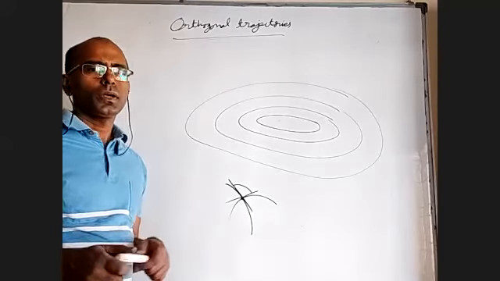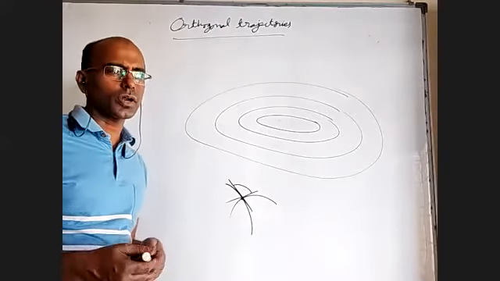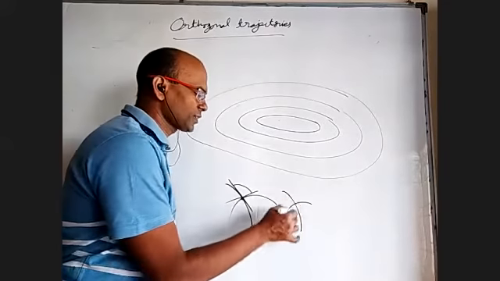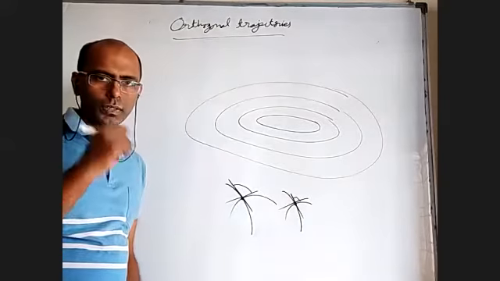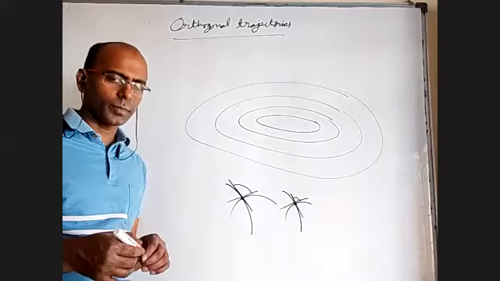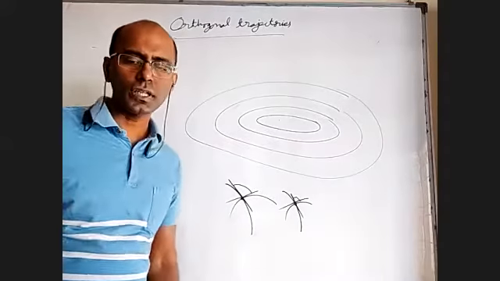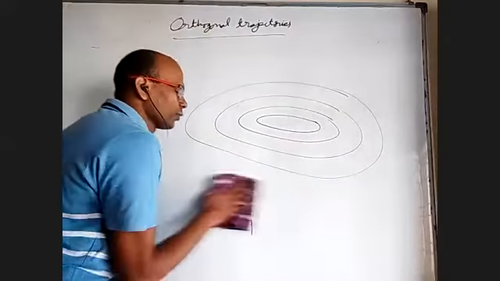Yes. Now, what do you mean by two curves intersecting each other orthogonally? It means at the point of intersection, the tangent to the first curve and the tangent to the second curve, the angle between them is 90. They're perpendicular. If the tangents at the points of intersection are perpendicular, we say the curves are intersecting each other orthogonally.